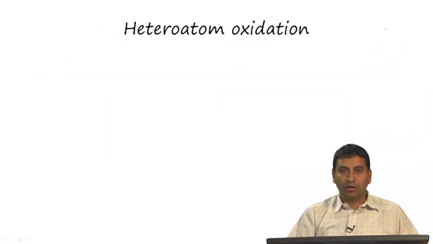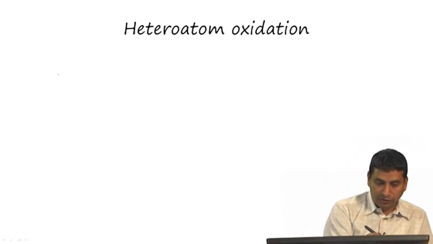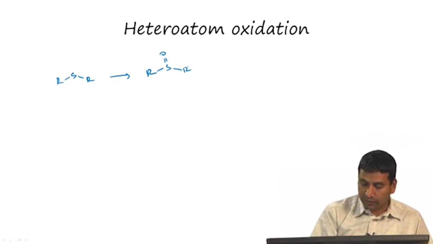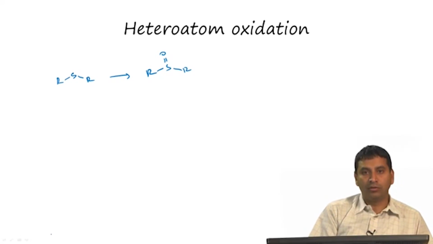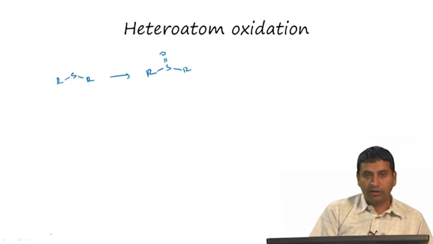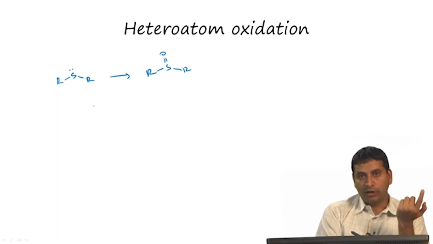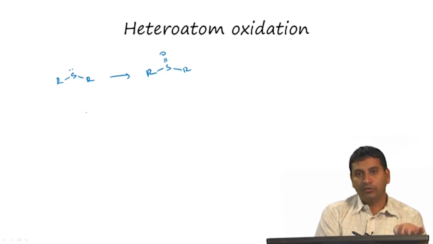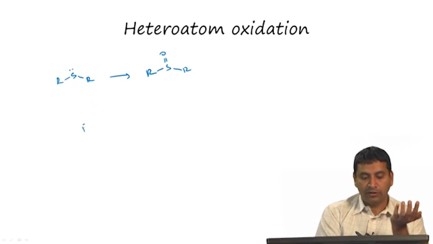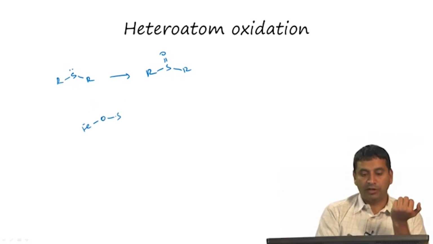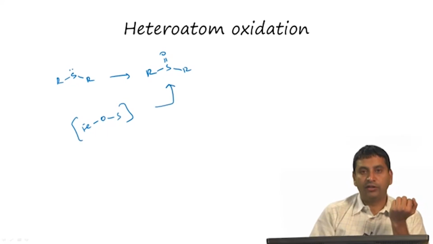In a very similar manner, you can also have heteroatom oxidations such as R, S, R going to R, S double bond O, R. Okay. So, I am not again going to go into the details of the mechanism, but you can imagine that there is going to be a radical that is formed on the sulfur because you have a lone pair on sulfur, which can donate one electron, and then once that radical is produced, it again forms a bond with oxygen to produce a Fe O S type of intermediate, which then rearranges and gives you the product.